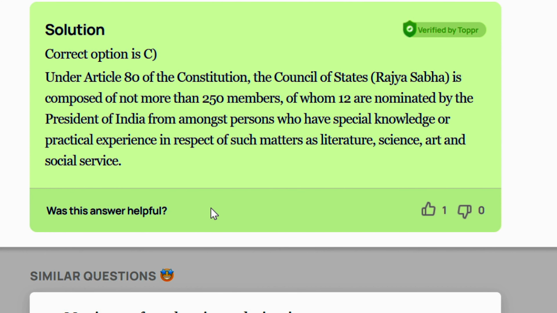Under Article 80 of the Constitution, the Council of State, Rajya Sabha, is composed of not more than 250 members, of whom 12 are nominated by the President of India from amongst persons who have special knowledge or practical experience in respect of such matters as literature, science, art, and social service.